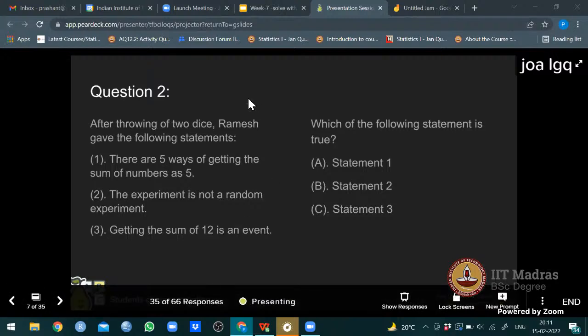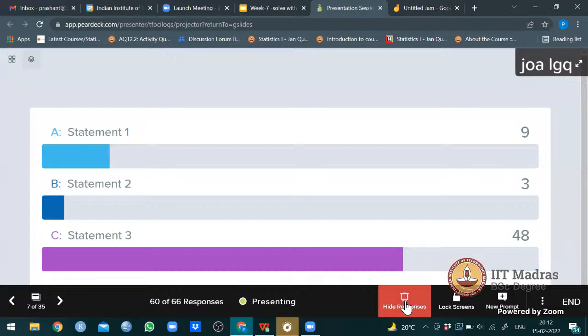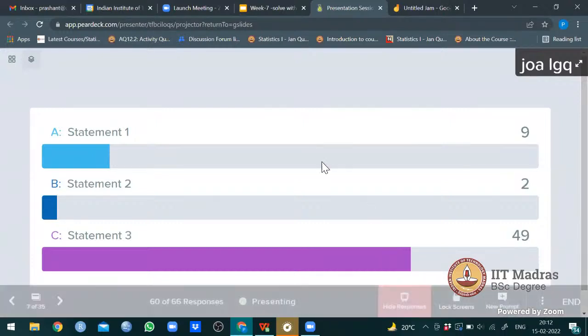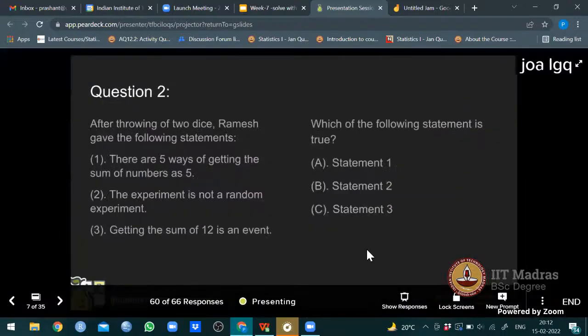Okay, fine. Let's wait for a couple of seconds, people are answering. Nice, 46 out of 66 responses. 48 people say statement 3, it's 50 people now.